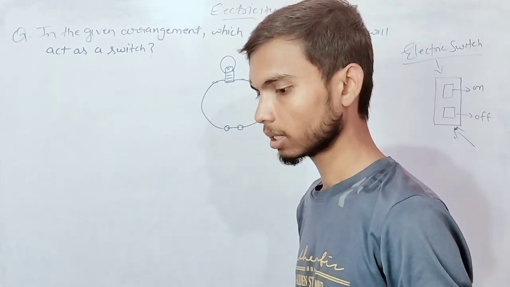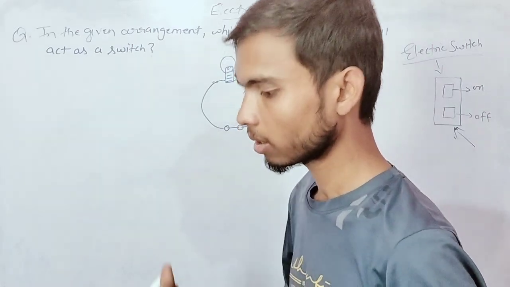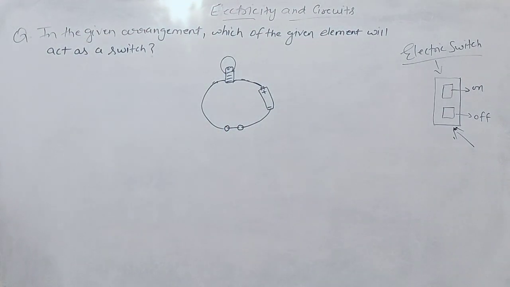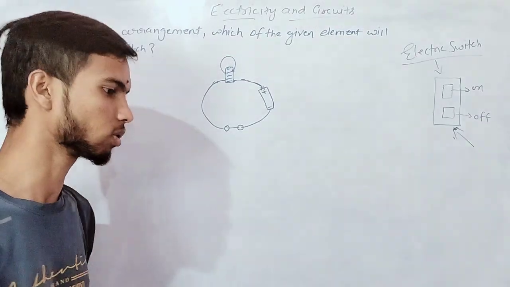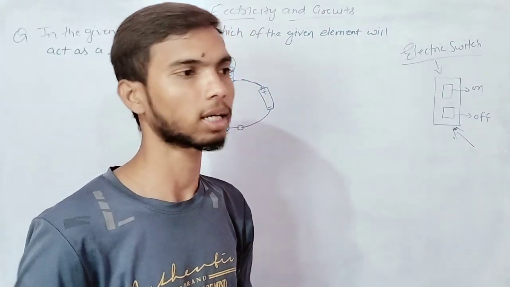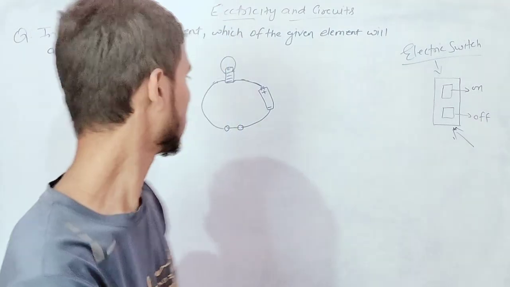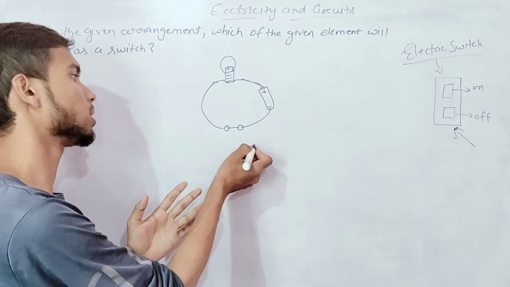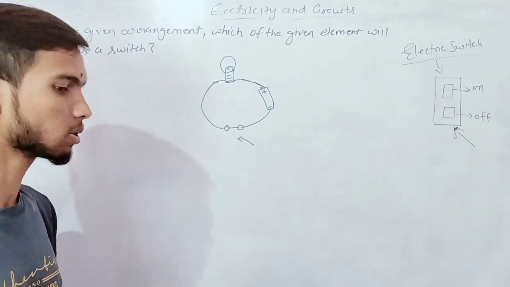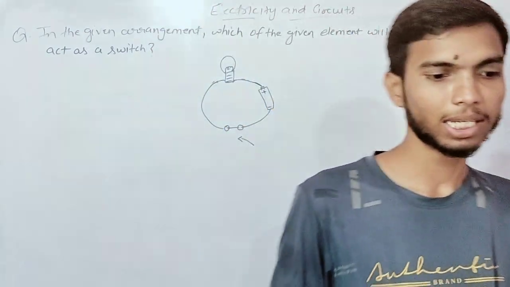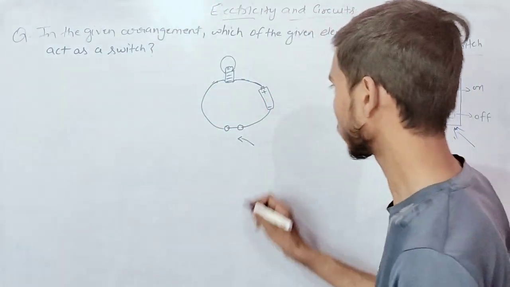It is saying the bulb will not act, the wire will not act as a switch. But the cell will not act as a cell. In this given arrangement, this is not a switch, it is a pin. You can say pin, it is a pin of a girl. So the pin is working as a switch.